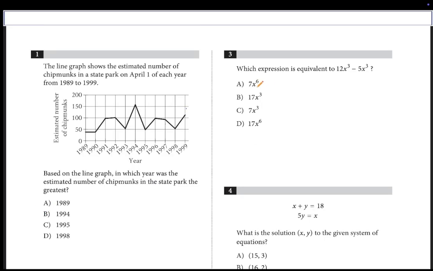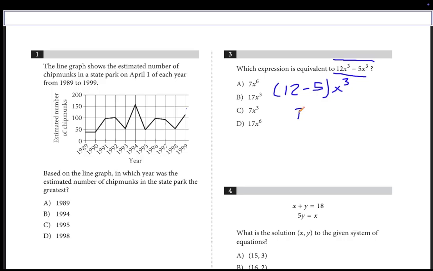So here's question number 3. Which expression is equivalent to 12x cubed minus 5x cubed? This is a pretty simple question. You just have to simplify the two terms with each other. So it's simply 12 minus 5, as these are our coefficients, and we're going to have x cubed on the outside.